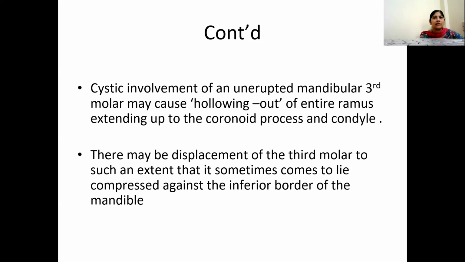So if there is a cyst associated with the mandibular third molar, the entire ramus can be hollowed out, extending up to the coronoid process and condyle. So extensive the lesion can be. Displacement of the teeth is a feature of the dentigerous cyst. The displacement can be to such an extent that the tooth can lie compressed against the inferior border of the mandible.